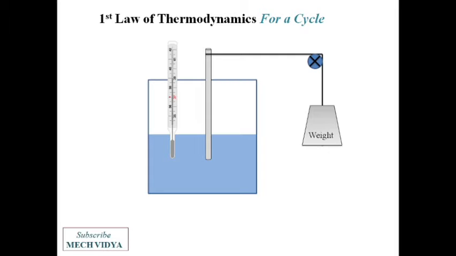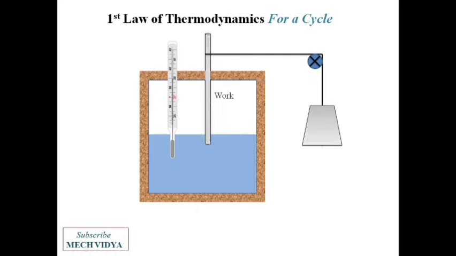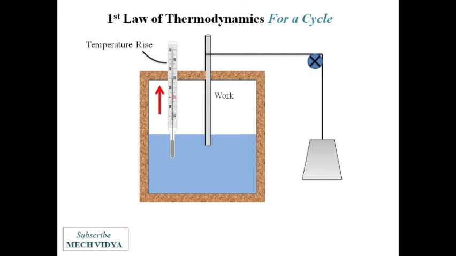And finally, let us place an insulating material around the container to restrict heat flow in or out of the system. Now, when the weight is lowered, it pulls the string, and as a result, the stirrer starts rotating at a very high velocity. As a result, the temperature of the liquid will increase slightly due to the disturbance caused in the liquid molecules by the stirrer. This is an example of work to heat conversion.